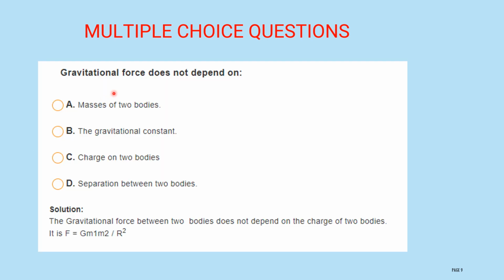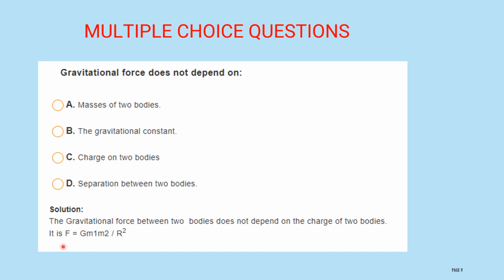Next question: gravitational force does not depend upon which factor? Option A, masses of the two bodies. Option B, the gravitational constant. Option C, charge on the two bodies. Option D, separation between the two bodies.